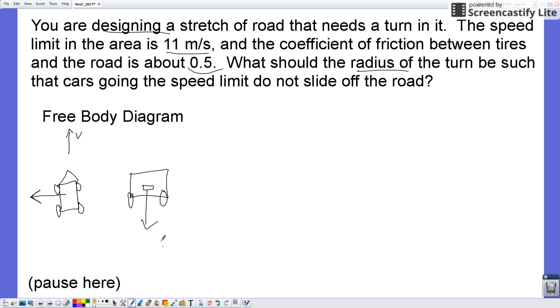All right, I know that I'm going to have a gravity force on it down, and I'm going to have a normal force on it up. It's driving into the screen here, and it's going to have some force that way. I wonder what it could be. All right, at this point, you're going to try to solve for the radius. Pause.